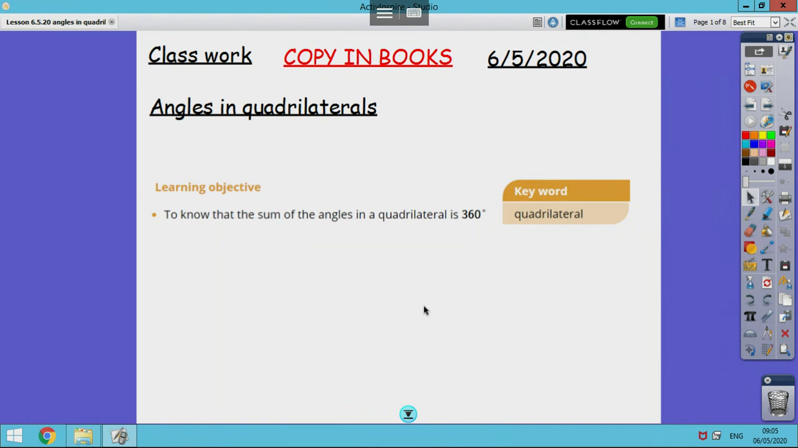Okay, good morning, Year 7. So today's lesson is going to be on angles in quadrilaterals. So we've finished on angles in triangles and we're going to move on to quadrilaterals today.